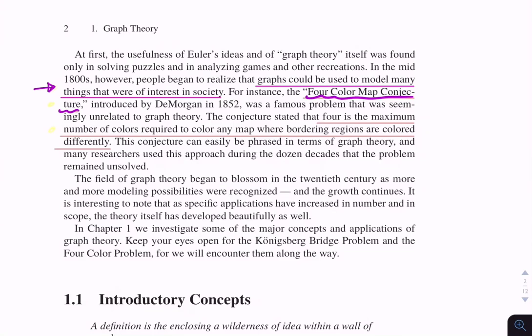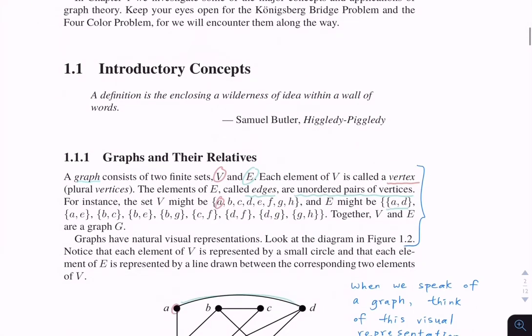The conjecture states that the maximum number of colors required to color any map where bordering regions are colored differently is 4. So I'll be talking about section 111.